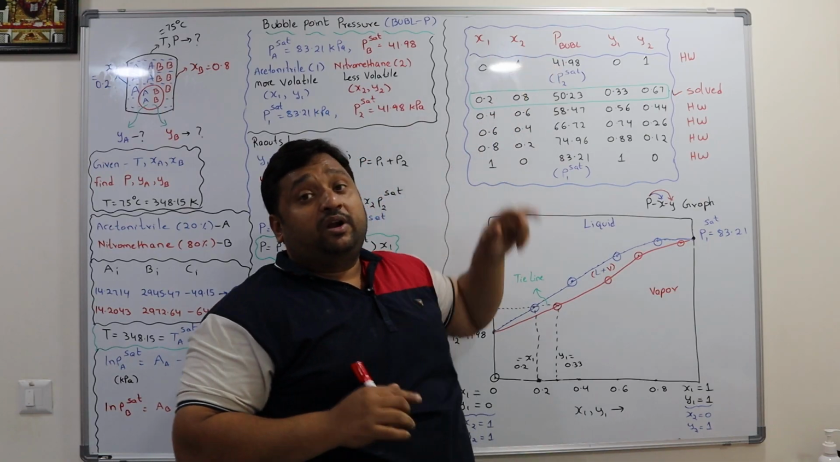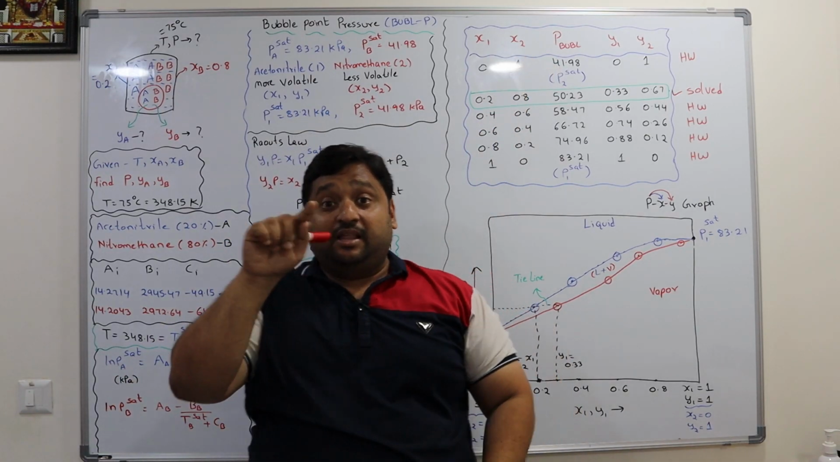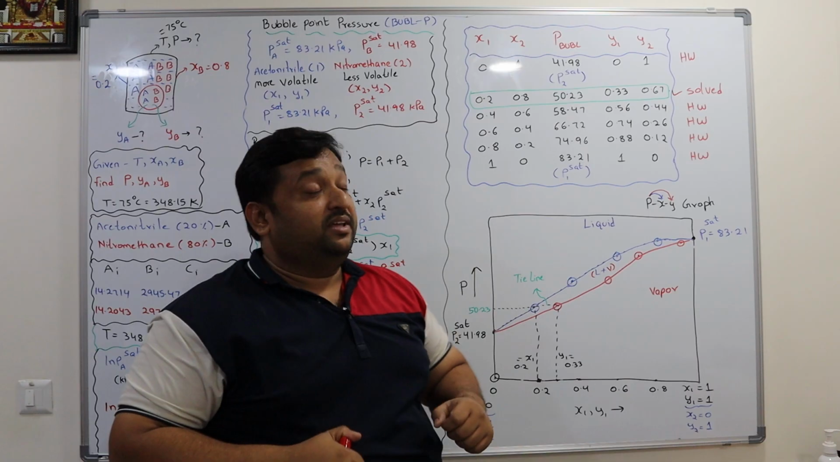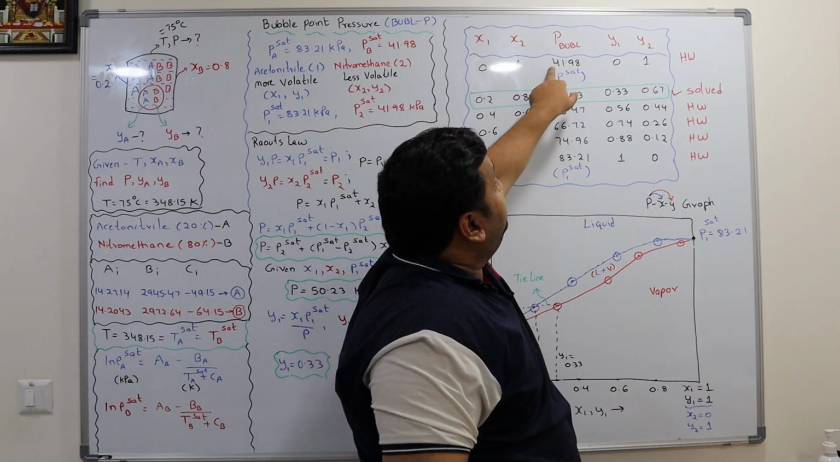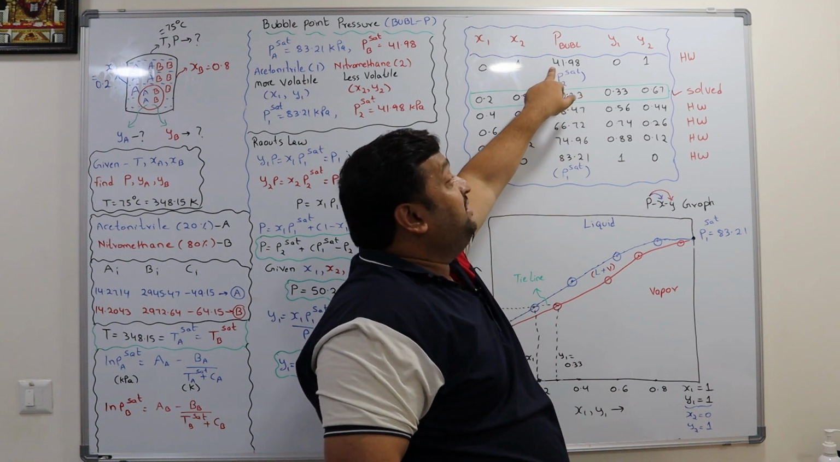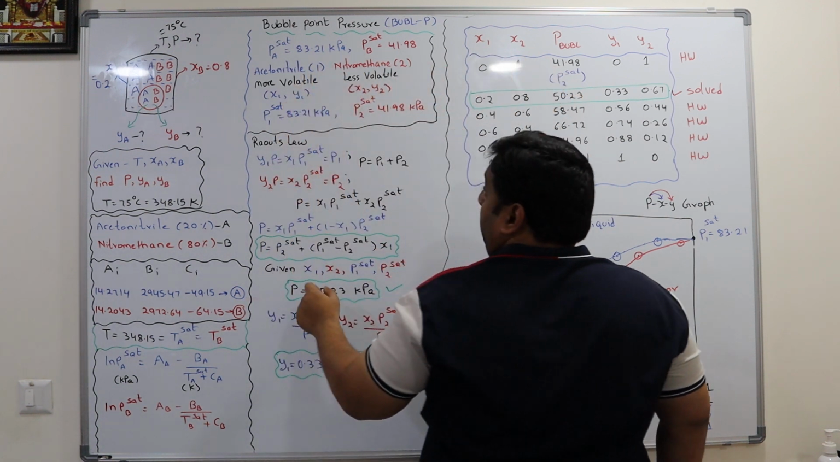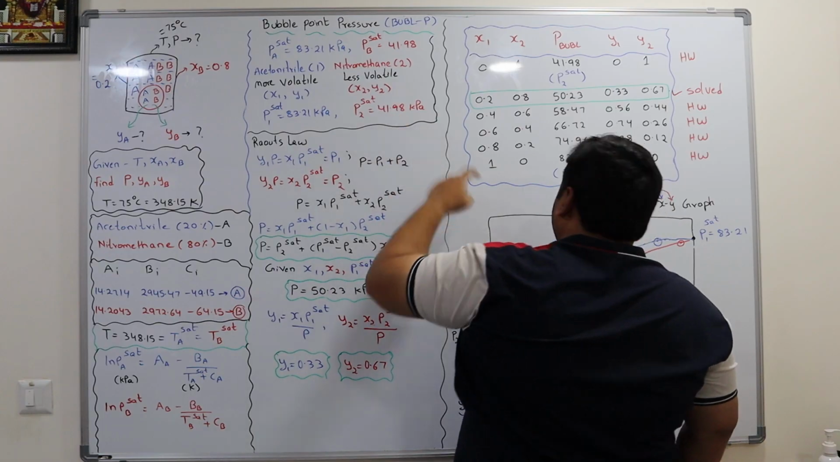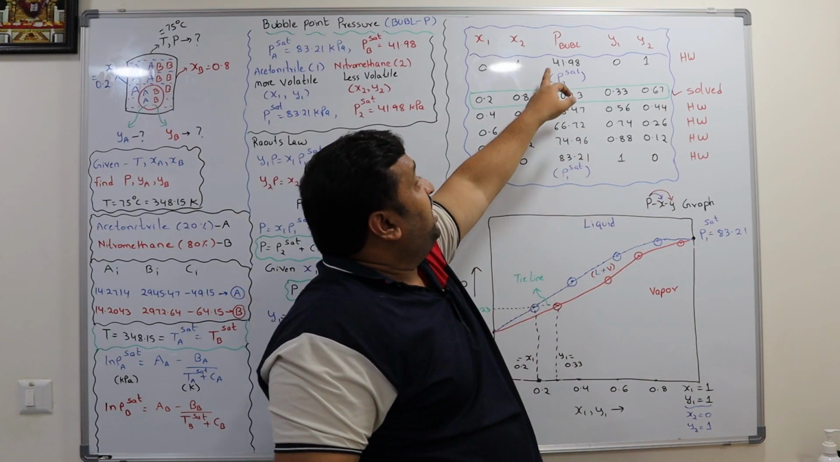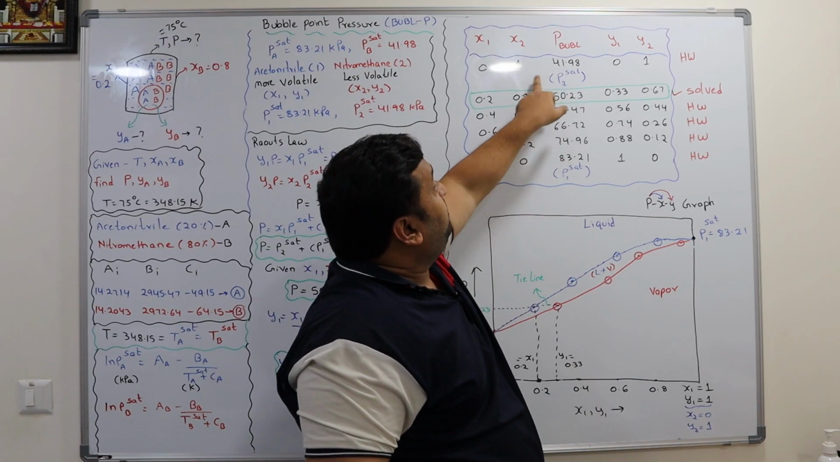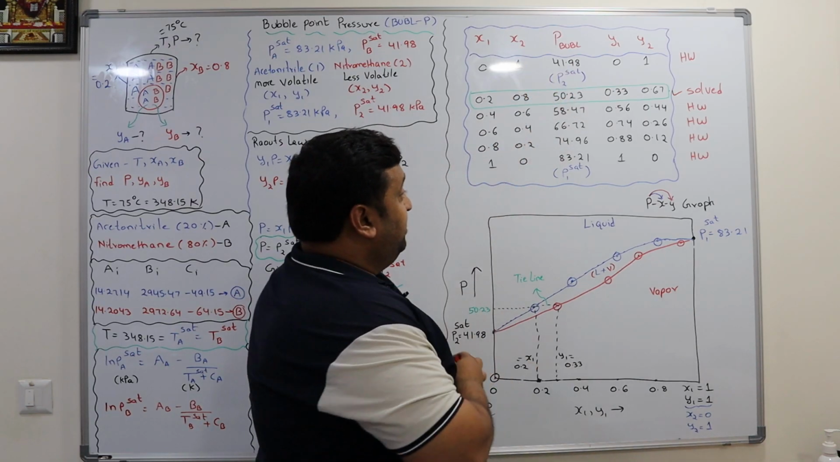What is x2 equal to 1? In our case, number 2 is given to the nitromethane. So x2 equal to 1 means pure nitromethane. What is the bubble point of pure nitromethane? 41.98 you have calculated here. Saturation pressures and saturation temperatures are defined for the pure components. So 41.98 is for the pure nitromethane.